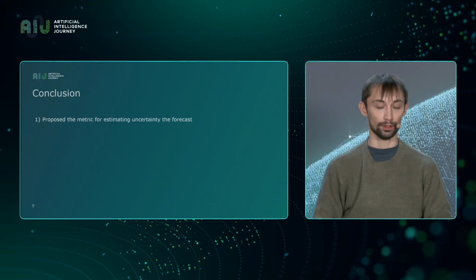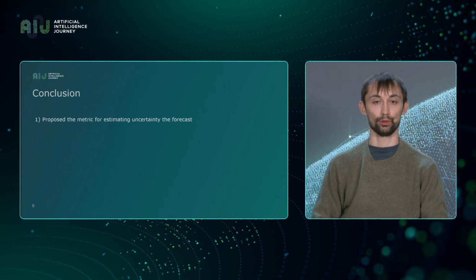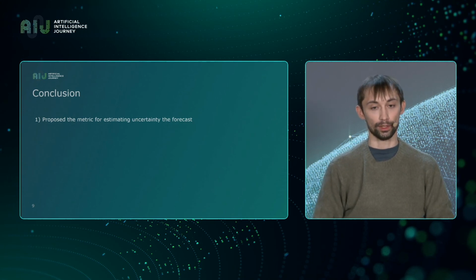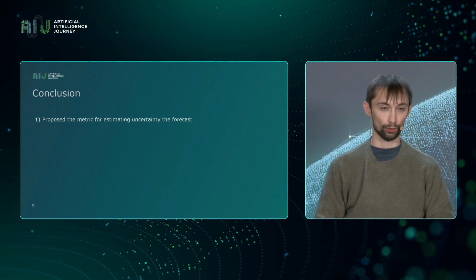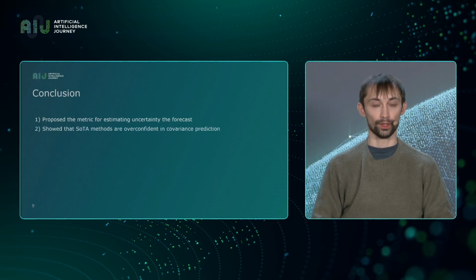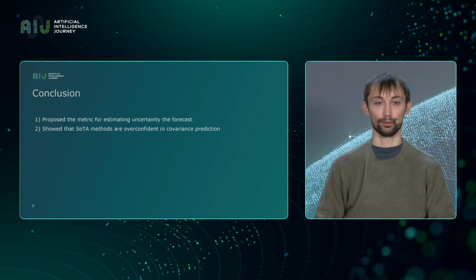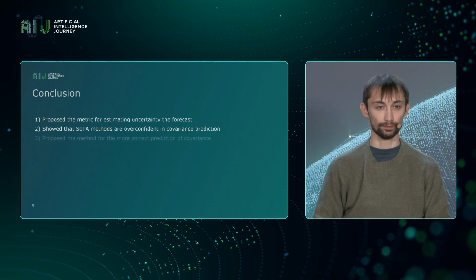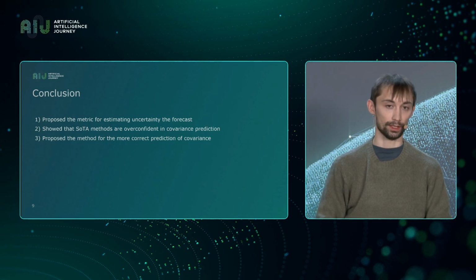Let's sum it up. In this work, we suggested new metrics to estimate the forecast of the movement of the trajectory of a person. And it's been, by the way, picked up by researchers from Stanford as well, the authors of that yellow graph that you've seen. And they have already published a preprint of an article where they're trying to improve our metrics. Second, we have shown that for the time being, the SOTA methods that we have been using are overconfident in covariance prediction. And thirdly, we have proposed a method for more correct prediction of covariance.